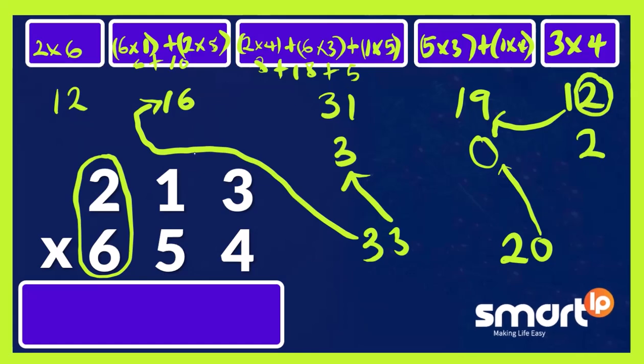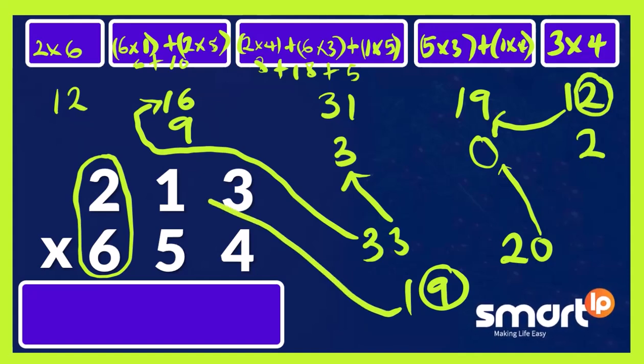16 plus 3, that's going to give 19. So 19 is also a 2-digit number. So we write the 9. And then we transfer this 1 to the next stage.